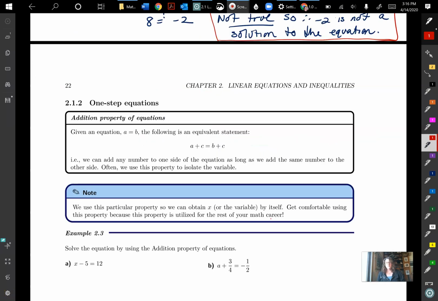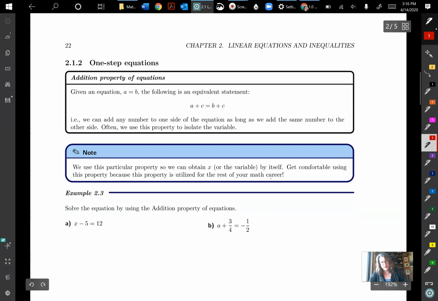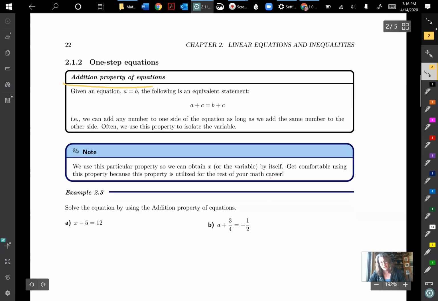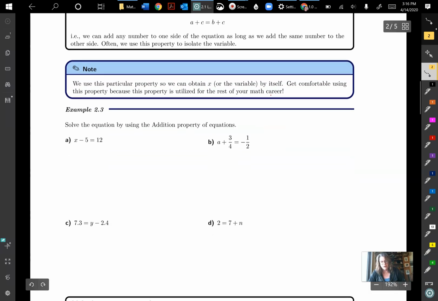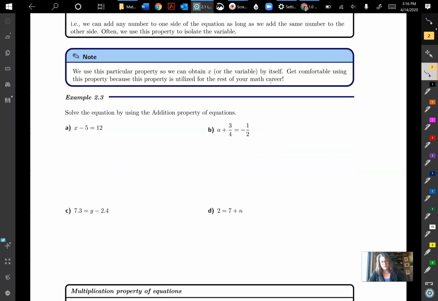Okay, for the next problem, we're going to do one-step equations. The addition property here is that given an equation A equals B, we can always add the same thing to each side. So it's really add or subtract. As long as we stay balanced, we're good with that. Again, if you have never seen this before, you might want to consider taking Math 92 or getting together with me for more details on that. This is kind of assuming this is review for you guys. So I'm going quickly and not doing any manipulatives or anything like that.